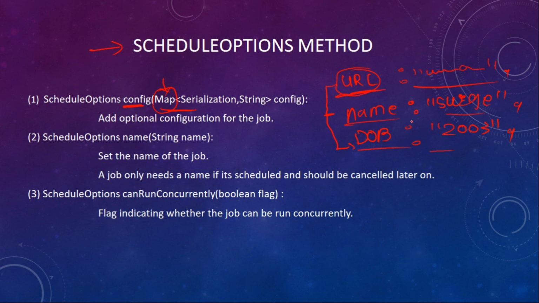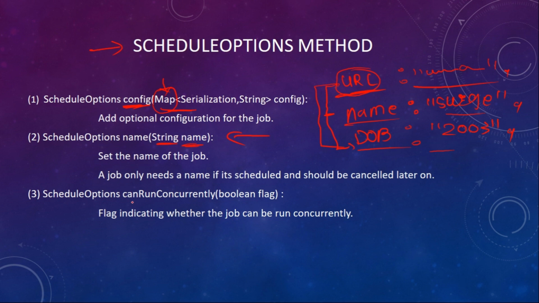If you want to store more than one value, then you can simply use this, and if you want to store in key value, then you can use this config. And why are we using this config? Because we are passing some extra configuration, or extra information. After that here we have a name, schedule options name, and here we just simply have to pass the name. Okay, got it?